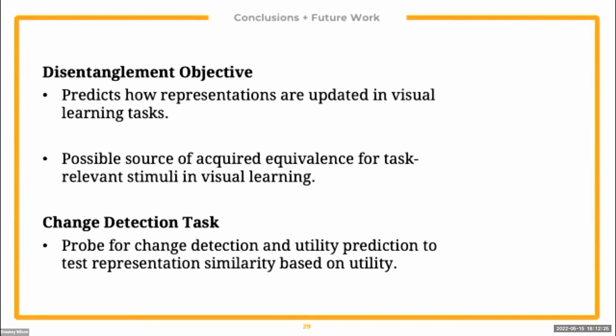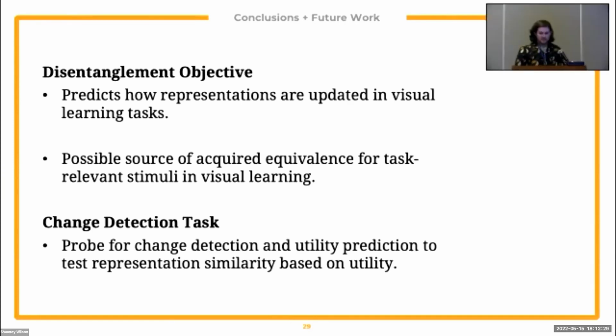They additionally provide evidence for a source of acquired equivalence of task-relevant stimuli in visual learning based on that similarity of their utility. And to further support the existence of this acquired equivalence of visual stimuli, I'm currently working on an experiment that adds a change detection task to those utility predictions to see whether or not humans actually are representing stimuli similarly based on their utility.